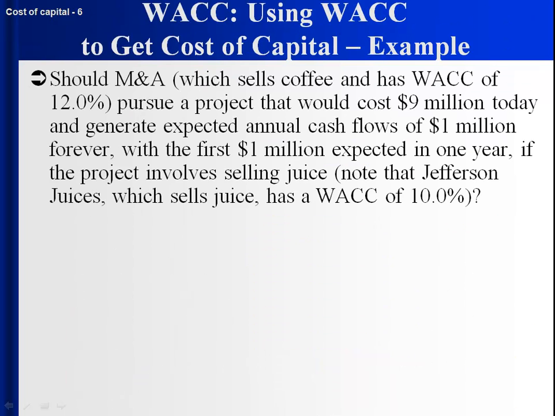Let's take a look at an example. M&A, their line of business is to sell coffee. They have a weighted average cost of capital of 12%. There's a project that would cost $9 million today, then $1 million forever, first million in a year. And the project involves selling juice, and there's a note that Jefferson Juices, which sells juice, has a weighted average cost of capital of 10%.